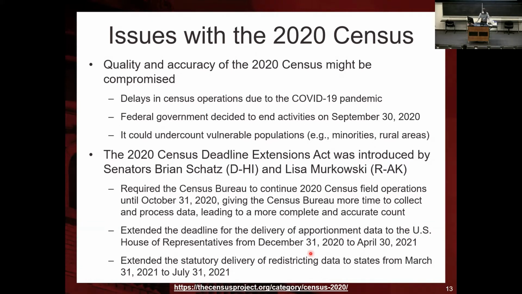extended also the deadline from March to July in 2021 for data related to redistricting to each one of the state legislators. So it has to send to each one of the states information about the size of the population in specific sub-areas of the state. And based on that information, the state legislators can redraw the congressional districts. That's how it's done, okay?